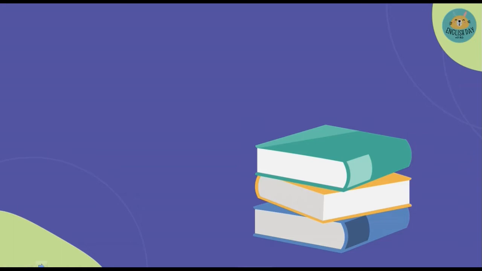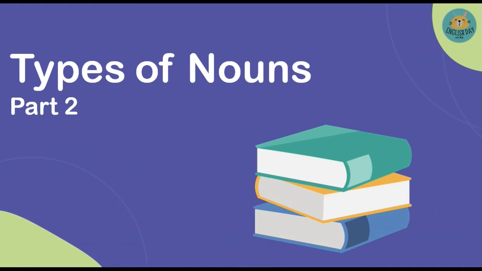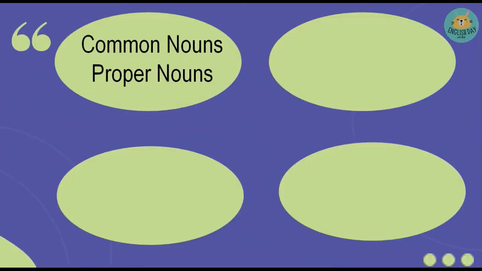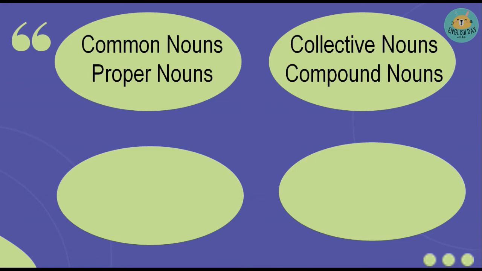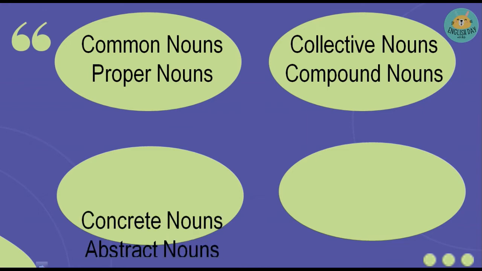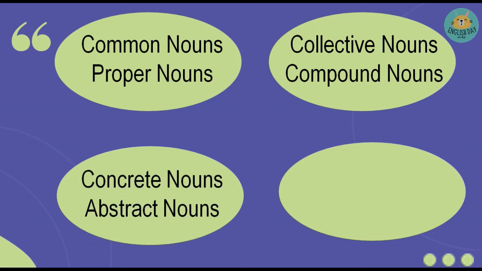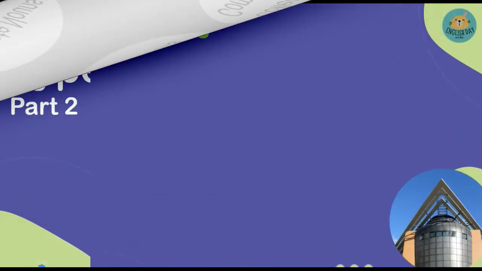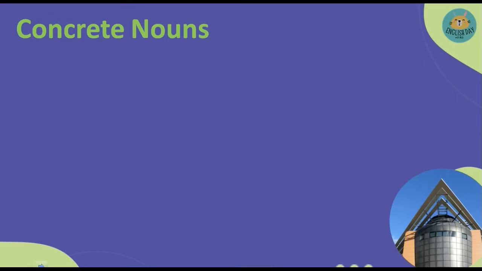In today's video, we are going to talk about the types of nouns, part 2. In our last video, we discussed the first 4 types: the common, proper, collective, and compound nouns. This time, we're going to talk about concrete, abstract, countable nouns, and uncountable nouns. Let's begin with concrete nouns.